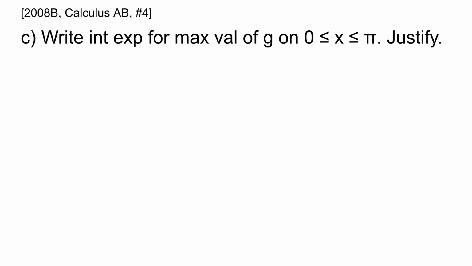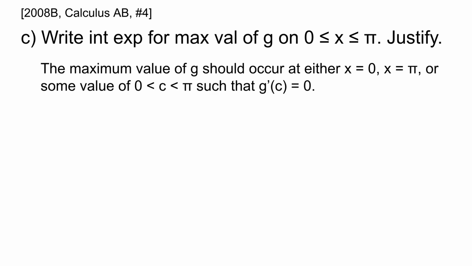In part C of this question, we are asked to write an integral expression for the maximum value of g on the closed interval from 0 to pi and to provide justification. So the maximum value of g should occur at either x equals 0, x equals pi, i.e. one of the endpoints, or some value of c between 0 and pi such that the derivative of g at c is equal to 0. Setting g prime of c equal to 0 would imply that c is equal to pi halves.